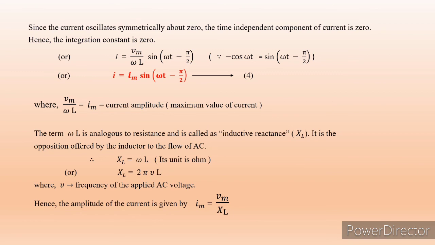The term omega L is analogous to resistance and is called inductive reactance, denoted by XL. It is the opposition offered by the inductor to the flow of AC. Therefore, XL equal to omega into L, and its unit is ohm, or XL is equal to 2 pi nu into L, because omega equal to 2 pi nu, where nu is the frequency of the applied AC voltage. Hence, the amplitude of the current is given by Im equal to Vm divided by XL.